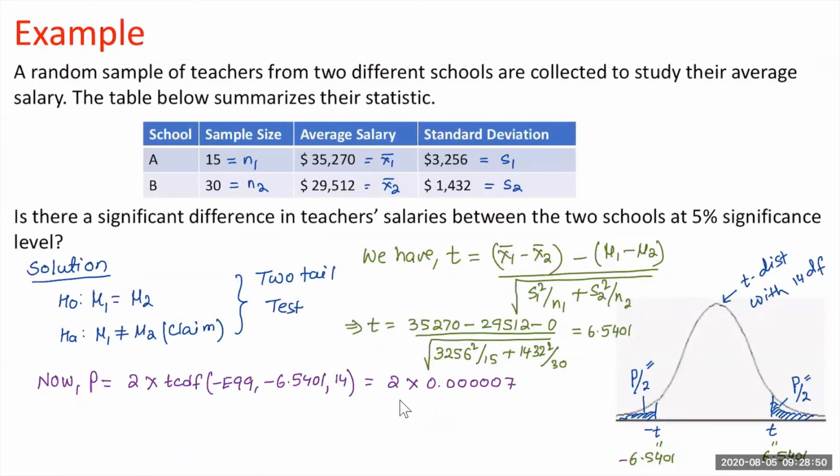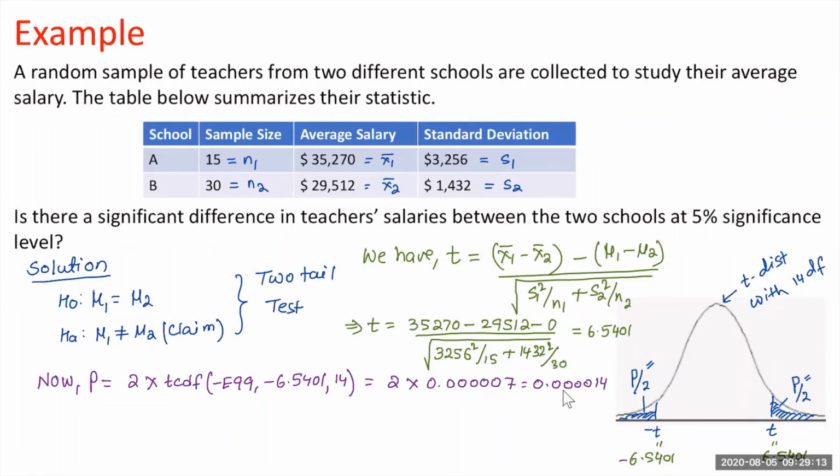Now, if you multiply that by 2, you'll get the total area. So this value here is just this one, area on the left and area on the right. So if you double that, you'll get the p value, which will be 0. Now you'll have 4 zeros, 1, 2, 3, 4 zeros, and then 14. 7 times 2 is 14. So that's your p value.